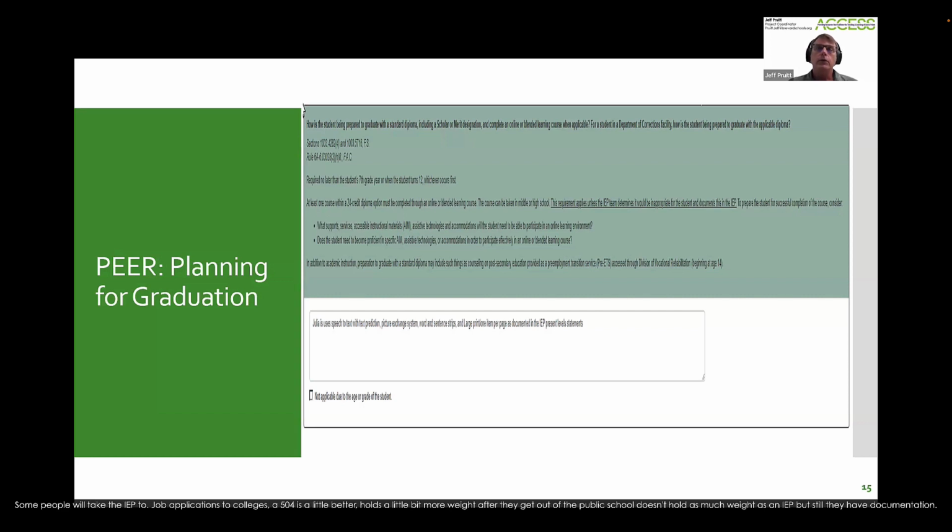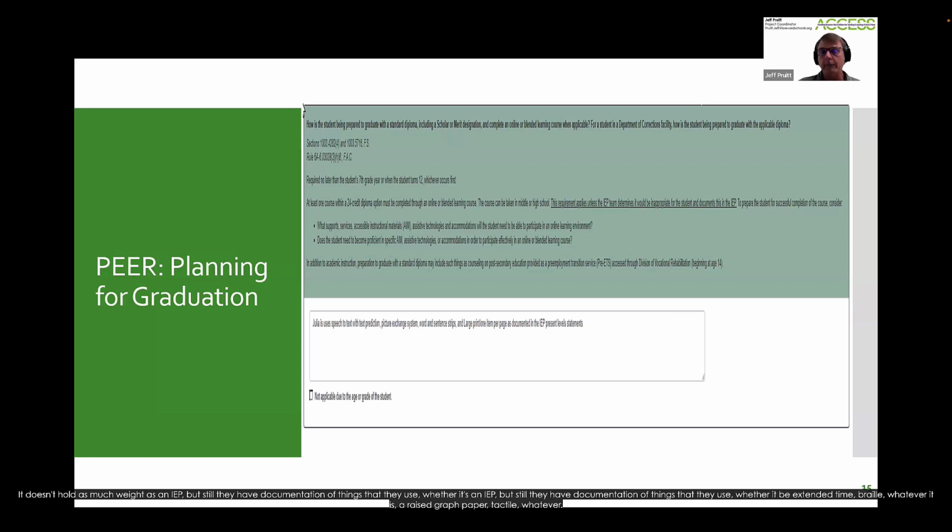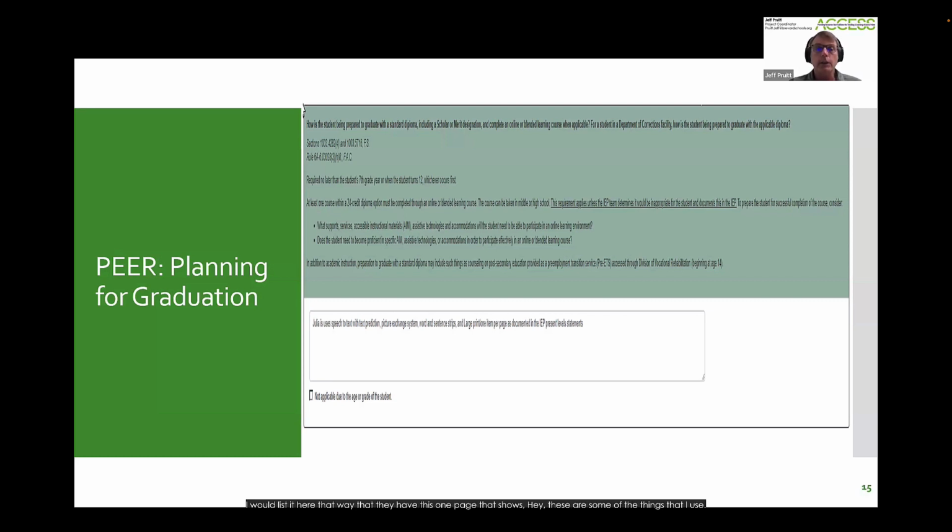Some people will take the IEP to job applications or to colleges. A 504 is a little better. It holds a little bit more weight after they get out of the public school. It doesn't hold as much weight as an IEP, but they still have documentation of things that they use, whether it be extended time, Braille, raised graph paper, tactile, whatever it is. I would list it here, so that they have this one page that shows, hey, these are some of the things that I use in preparation for graduation.